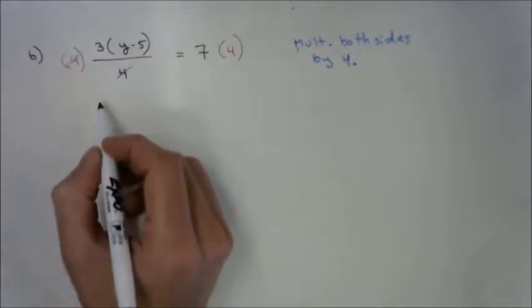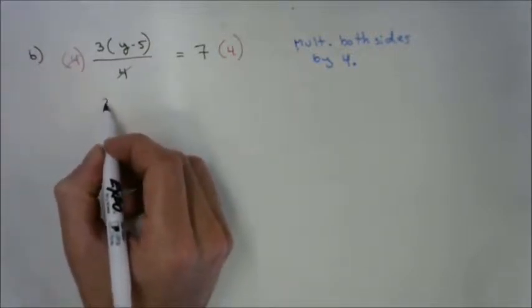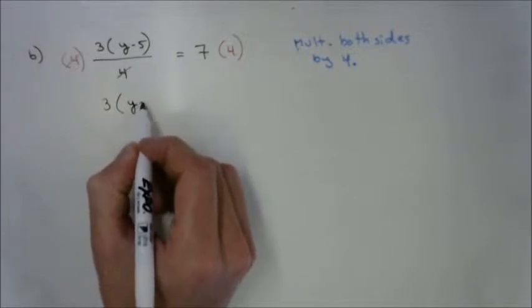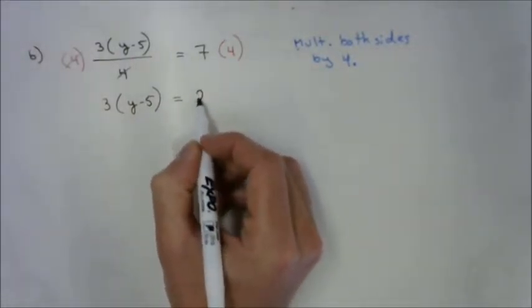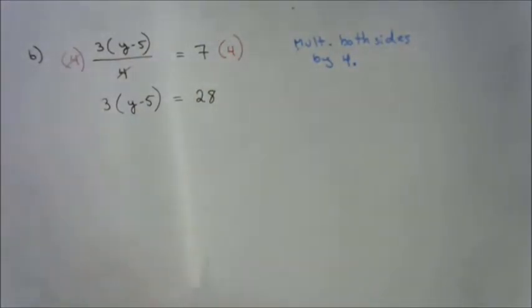So now in my next step, all I have is the 3 times y minus 5. And on the right side, 7 times 4 is 28. I've done the same thing to both sides, so I know my scale is still balanced. Now what can I do? Distributive property. 3 times y minus 3.